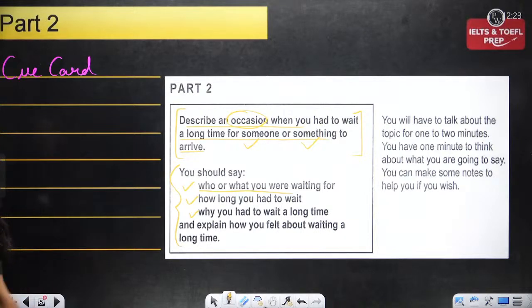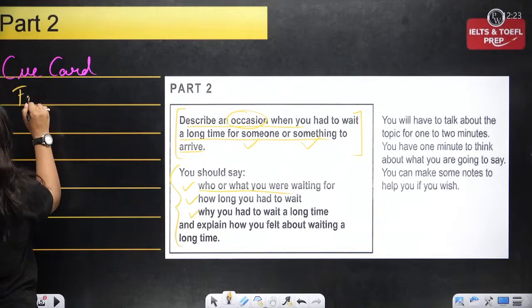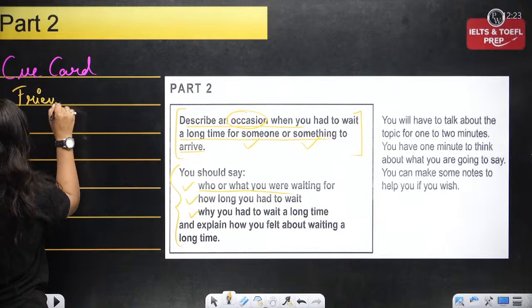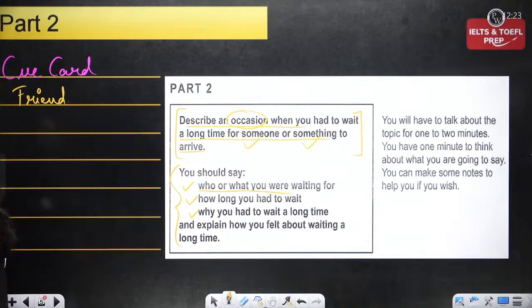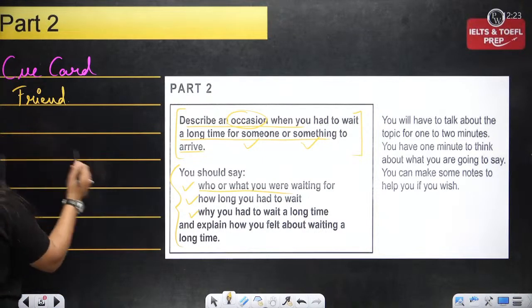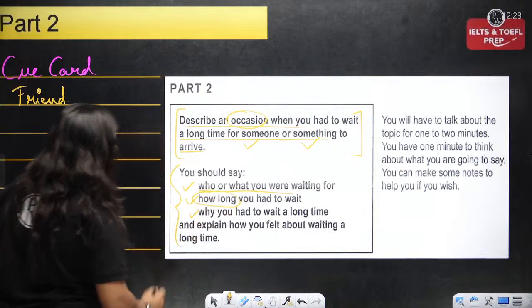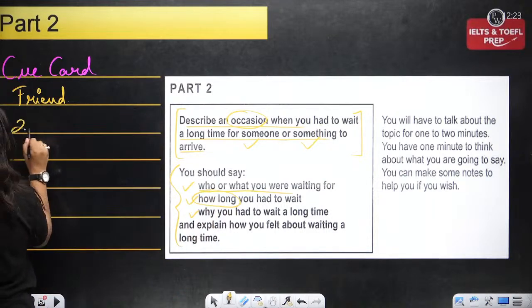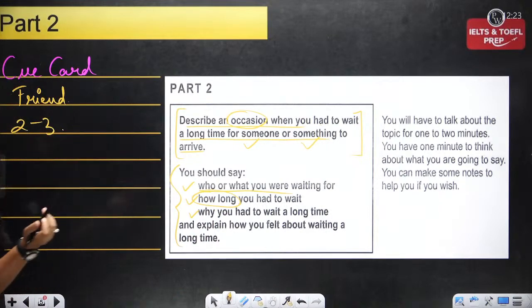So who were you waiting for? You're waiting for your friend. I've written "friend" here. Okay, you were waiting for your friend. And how long did you have to wait? Since it asks how long, they need a time frame, so like 2 to 3 hours or 2 to 4 hours, or however much you can write.